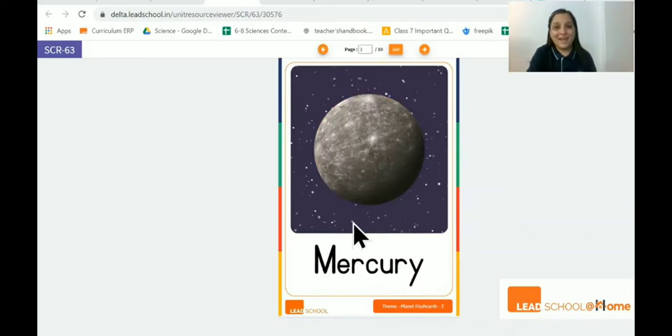Can you name this planet? This is the smallest planet. Do you know which planet is this? And it is nearest to the sun. Yes, this is Mercury. Which planet is this? Yes, this is Mercury.